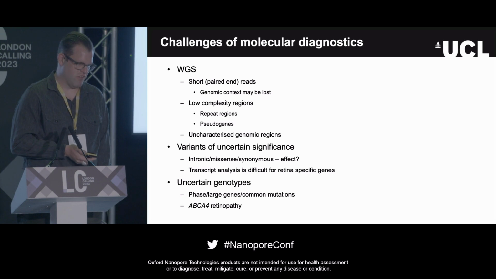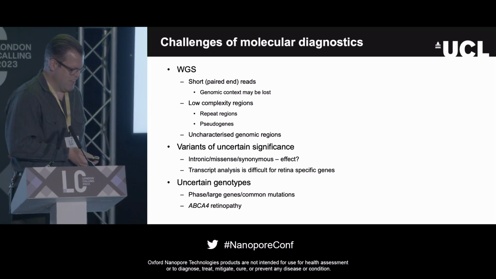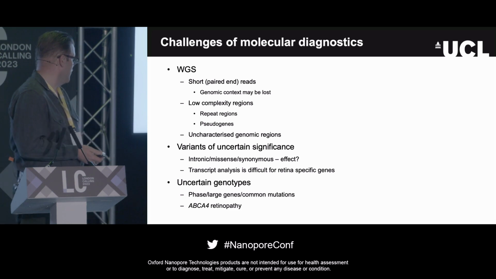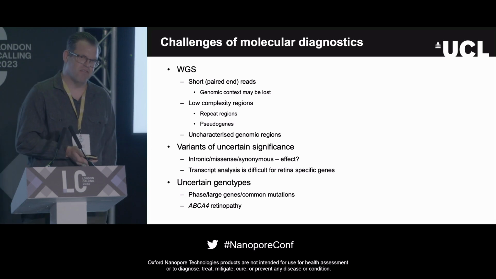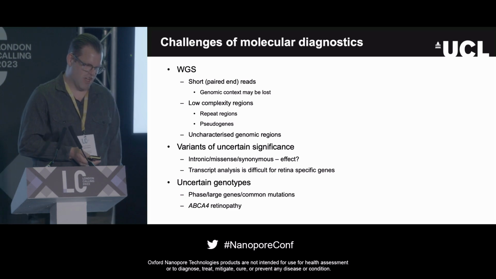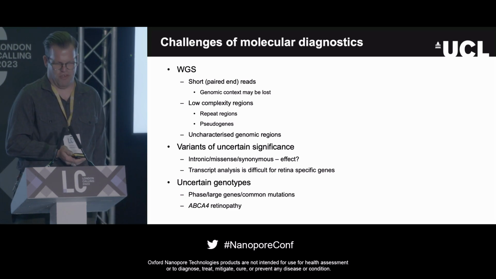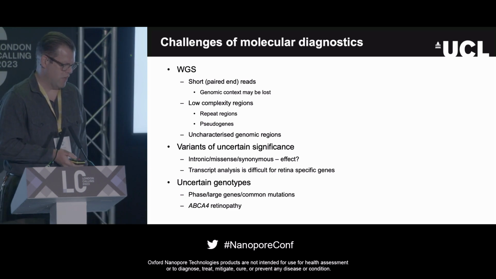But we're interested in the retina, and transcript analysis is very difficult because these genes are only expressed in the retina, and no one wants to give a retinal sample in clinic. So that's one big problem for us. And then again, uncertain genotypes, being able to phase distant variants in genes in recessive disease specifically. This is the biggest problem for a gene called ABCA4 in retinopathy. About 30% of all inherited retinal dystrophy cases are accounted for by this one gene, and there are many different variants. I think over 2,000 variants have been reported in this gene now.